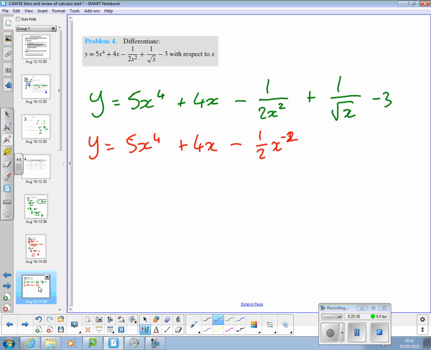And then this one, how do we deal with that one? 1 over square root of x. How can we write the square root of x in indices form? x to the power of a half. Yeah, and then we want to bring it to the top, so it must be x to the power of minus a half, minus 3. Now we differentiate each of those terms separately. Right, so have a go at that.